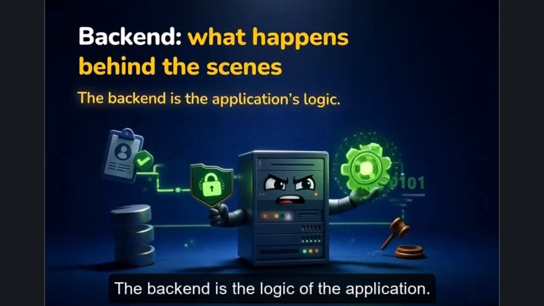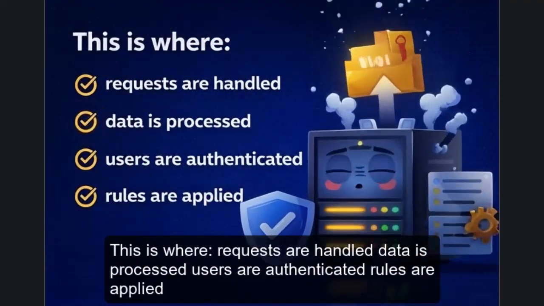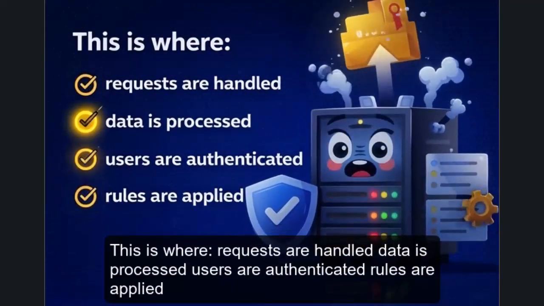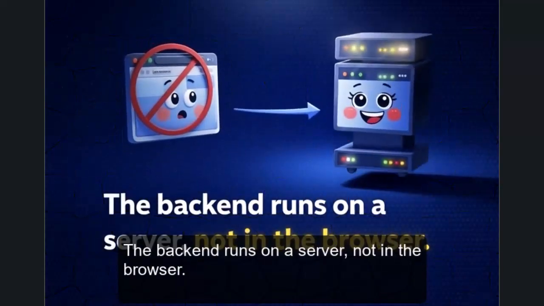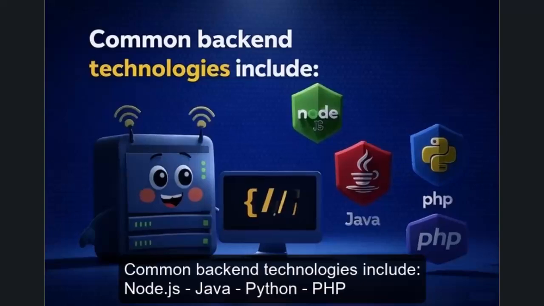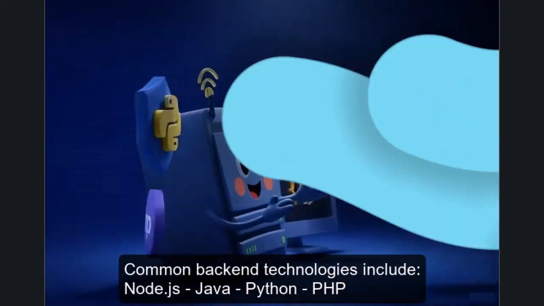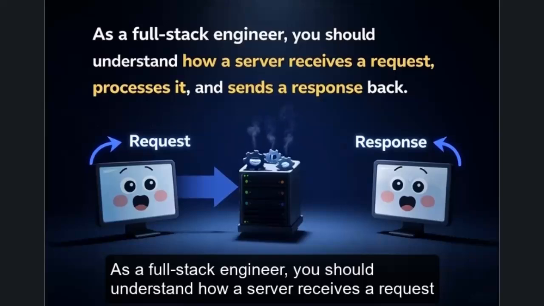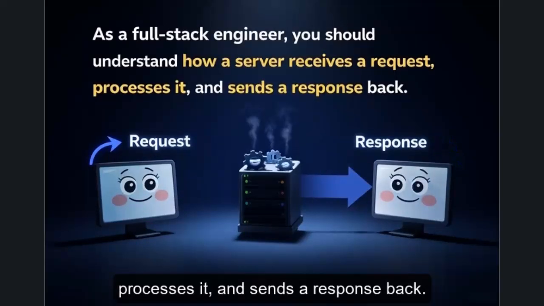Backend, what happens behind the scenes. The backend is the logic of the application. This is where requests are handled, data is processed, users are authenticated, and rules are applied. The backend runs on a server, not in the browser. Common backend technologies include Node.js, Java, Python, PHP. As a full-stack engineer, you should understand how a server receives a request, processes it, and sends a response back.